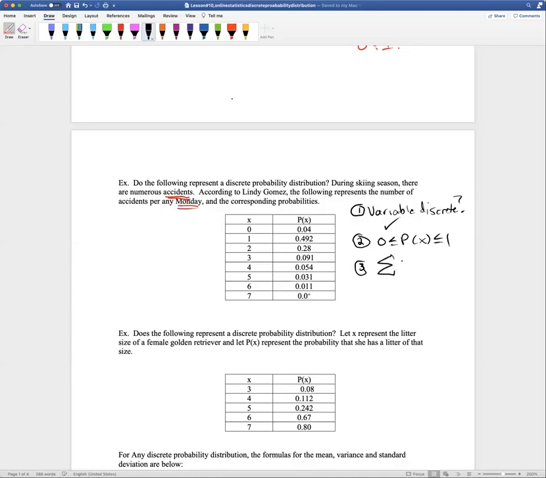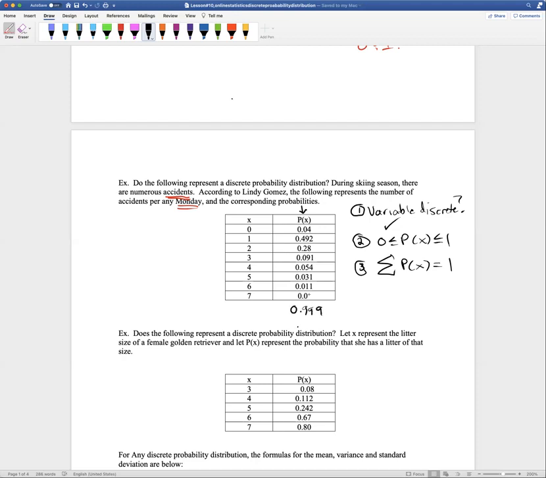And now the last thing we have to do is check and make sure that all of the probabilities sum up to 1. So that is, when I add all of the values in my probability column together, do we get 1? So let's check. I'm going to do this on my calculator. You do it with me. 0.04 plus 0.492 plus 0.28 plus 0.091 plus 0.054 plus 0.031 plus 0.011. And actually, when we add these up, I get 0.999.